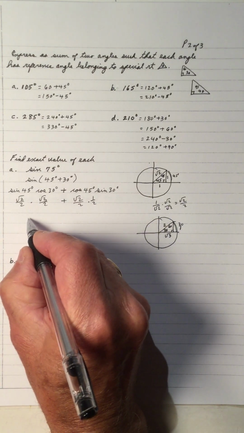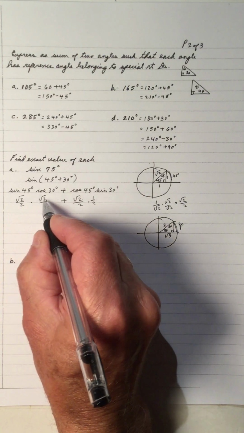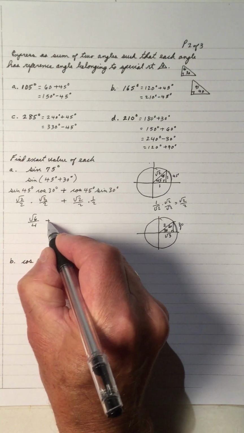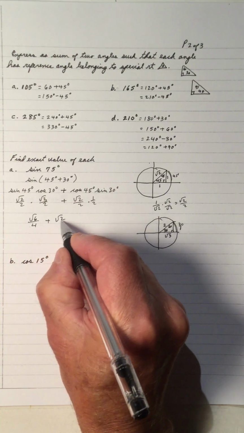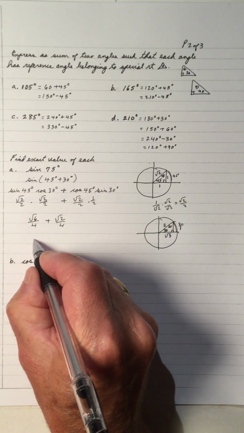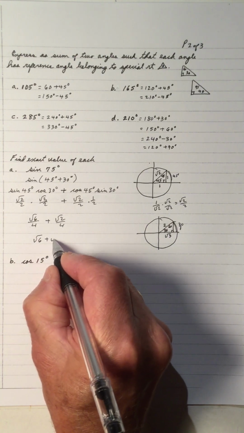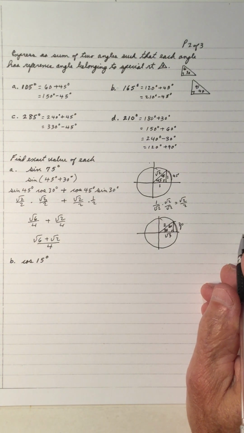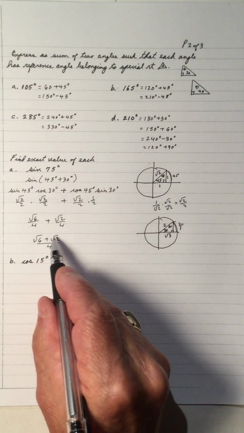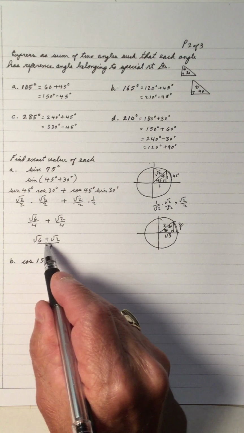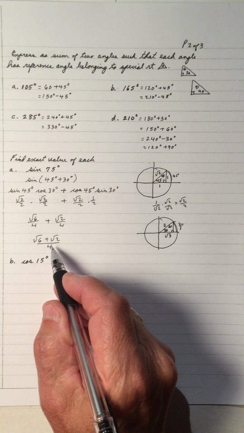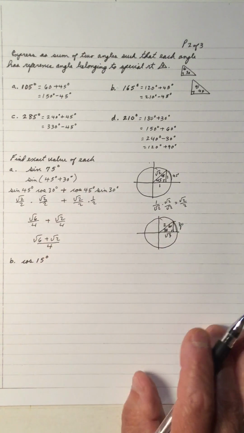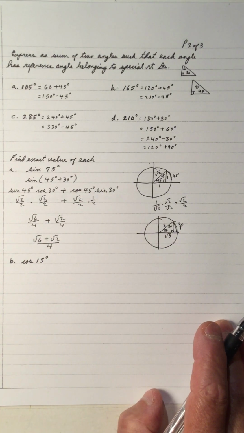So we multiply that, we get root 2 times root 3 is root 6 over 4 plus root 2 over 4. So that gives us root 6 plus root 2 over 4. That's the exact answer. And then if you take this and change it to a decimal on your calculator, you will get the same answer. So root 6 plus root 2 divided by 4 is the exact answer for the sine of 75.